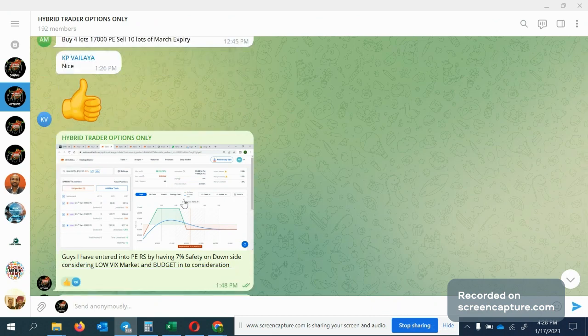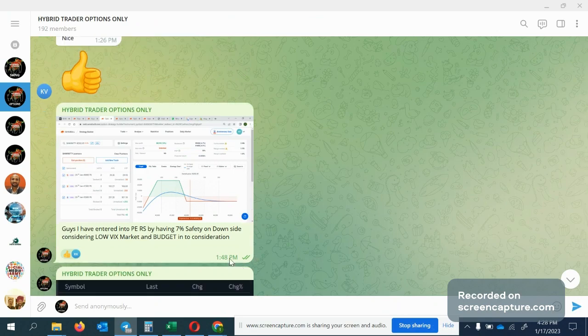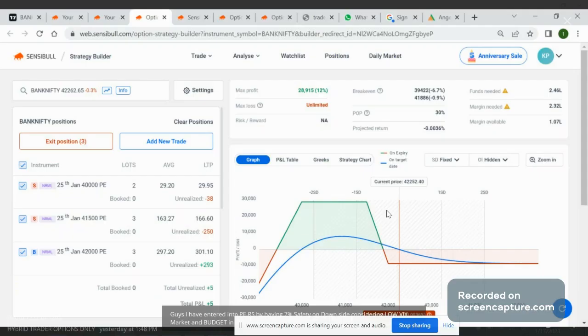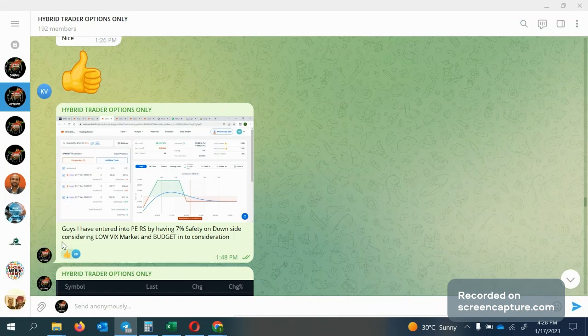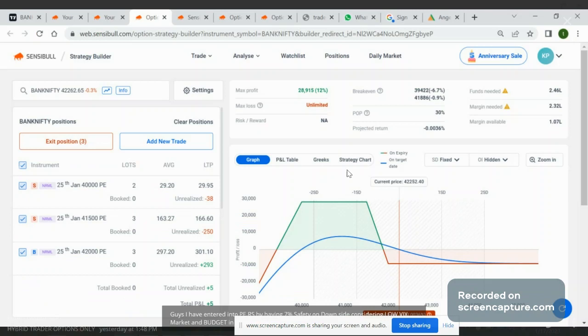Yesterday at 1:48 I deployed this trade. I clearly mentioned that I've entered into a PE ratio spread with 7% safety on the downside. This is a Sensibull screenshot. I'm using Opstra so that I can show you from scratch. I have almost 7% safety on the downside, and my breakeven is almost 0.9%, and this is my original trade.